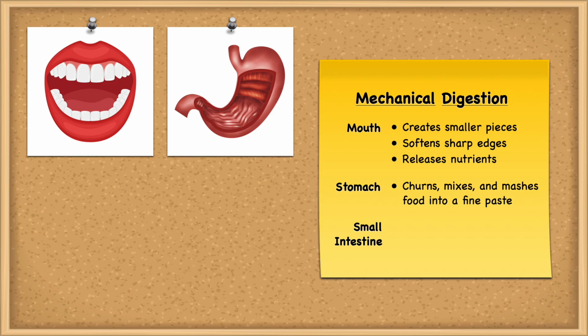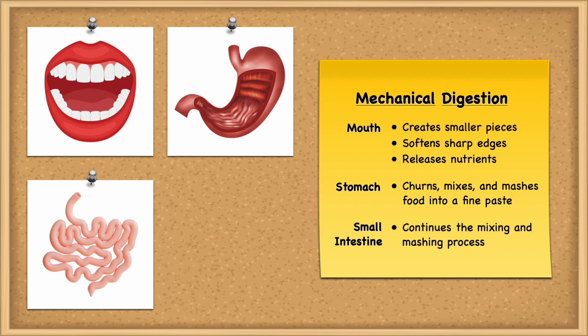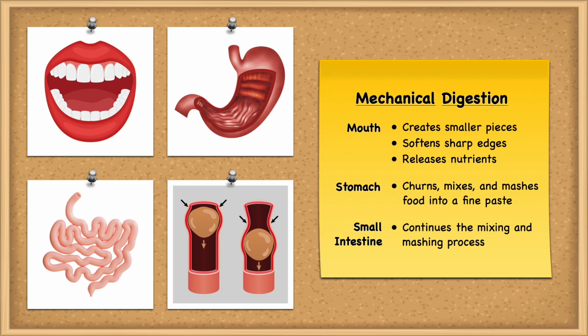The stomach plays a critical role in mechanical digestion because its muscular structure churns, mixes, and mashes food into a fine paste, adding water and making it thin enough to pass into the much narrower small intestine. Finally, the small intestine continues the mixing and mashing process, exposing the nutrients to chemical compounds that can break them down. Once again, these activities and the movement of contents from the mouth to the anus occur through the action of peristalsis. This muscular squeezing action happens involuntarily.